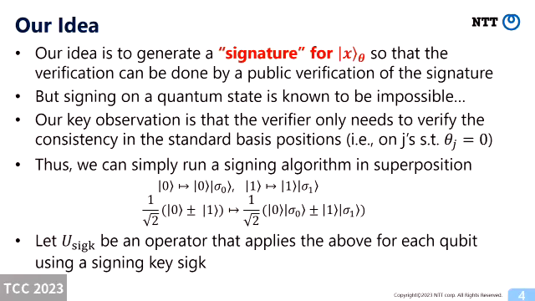So basically, the state |0> is mapped to |0, sigma_0>, and |1> is mapped to |1, sigma_1>, where sigma_0 and sigma_1 are signatures for messages 0 and 1, respectively. And for Hadamard-basis states, we simply do like this. For Hadamard-basis states, this signature doesn't ensure anything about the state, but for standard-basis bits, this does certify the bit. And this is enough for our construction. As notation, we write U_sigK to mean the operator that applies this map for each qubit by using the signing key sigK.